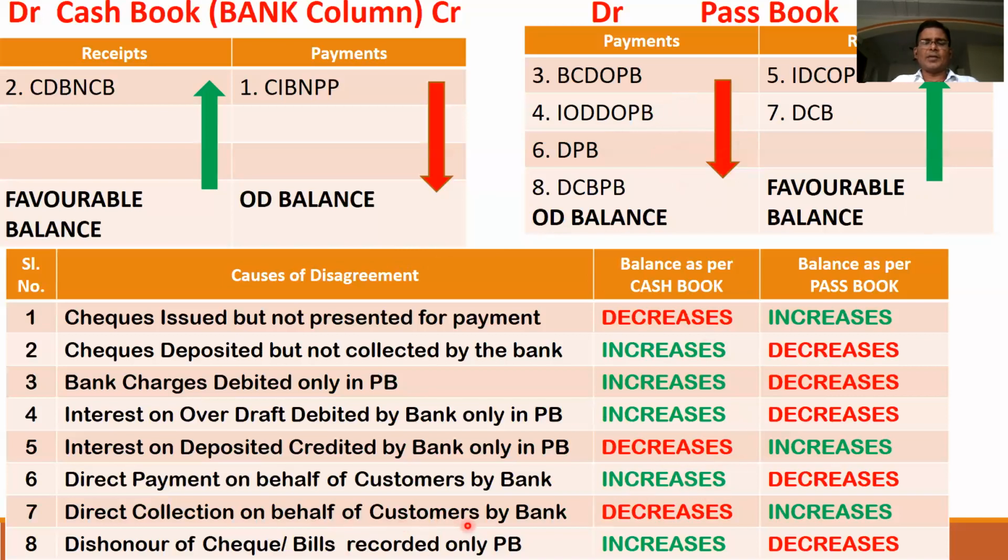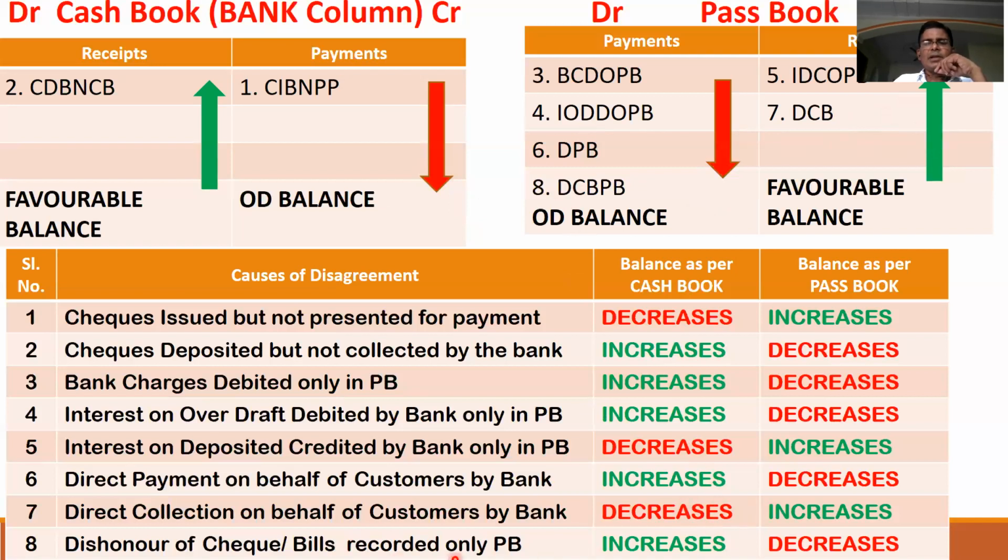Direct collection on behalf of the customer by the bank. So the bank directly collected on our behalf. You may think that one customer who has to give 10,000 paid directly into our bank account. Automatically our bank balance increases, that means the passbook balance increases. The same intimation is not in the cash book. There is no record in the cash book, so the cash book balance decreases.